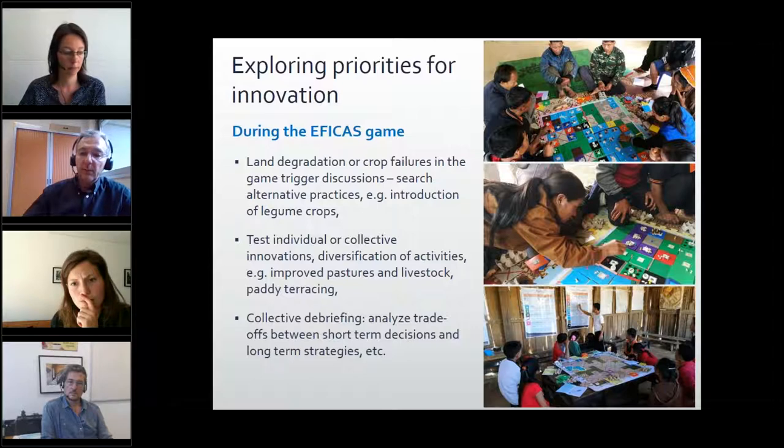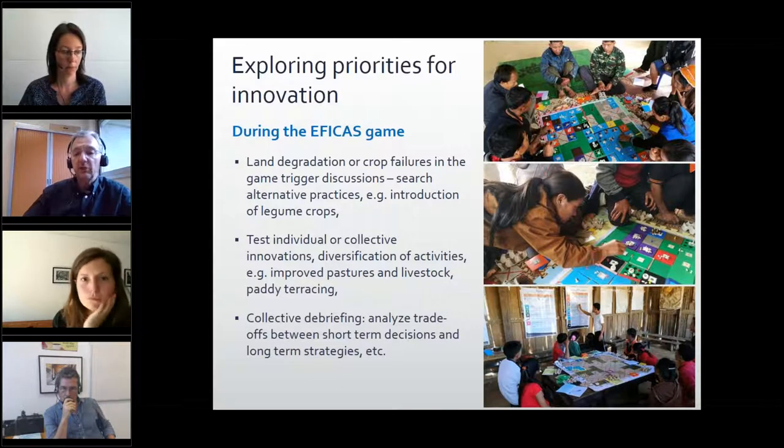People were very much adaptive, and they showed their capacity to develop their own local solutions to the problems. And there were very few villages that did the same. I mean, they were all playing the real situation of their village. This is what we realized at the end of the game when we were debriefing collectively.